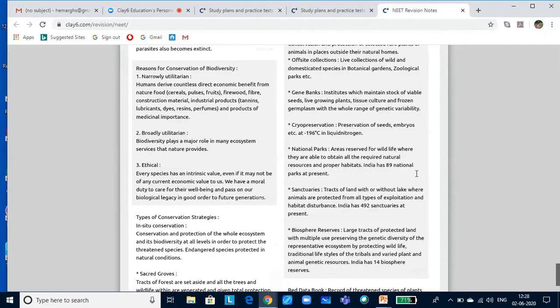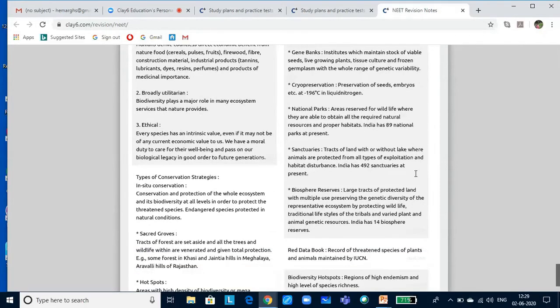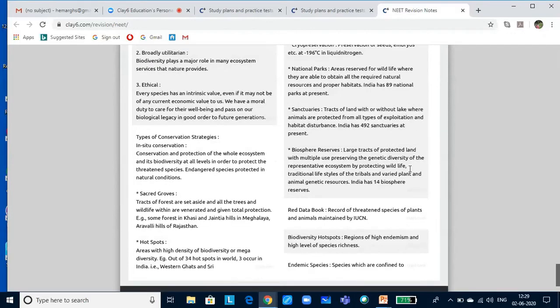Now, national parks are the areas reserved for wildlife where they are able to obtain all the required natural resources and their habitats are well protected. In India, we have 89 national parks at present. Sanctuaries are tracts of land with or without a lake where animals are protected from all types of disturbance and habitat destruction. India has 492 sanctuaries at present.